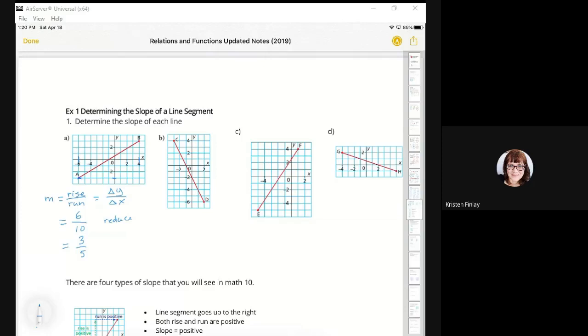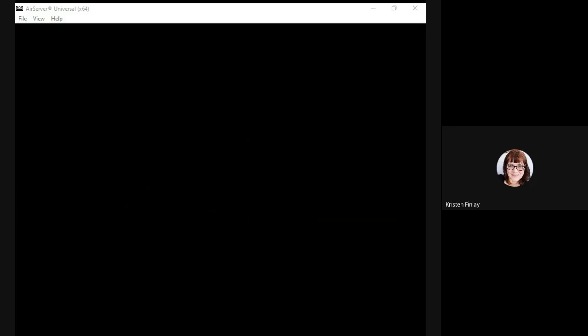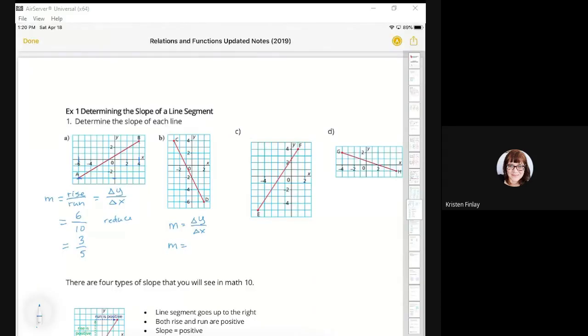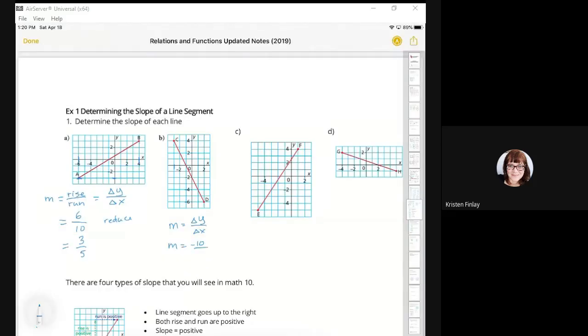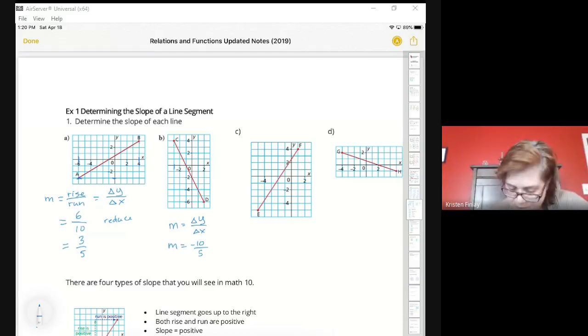Okay. This next one, we want our change in y over our change in x. Our change in y, it starts at 4 and goes down to -6. So it's important to note that it actually is a negative value because it is going down. So 4 to -6 is a change of -10. And for our x, it goes from -3 to +2. So it is a change of 5. So our slope would be -2.